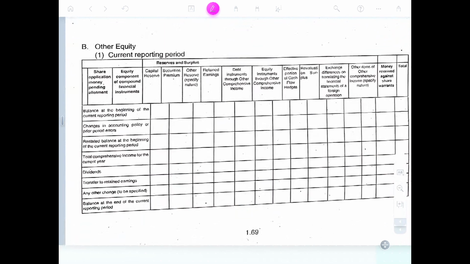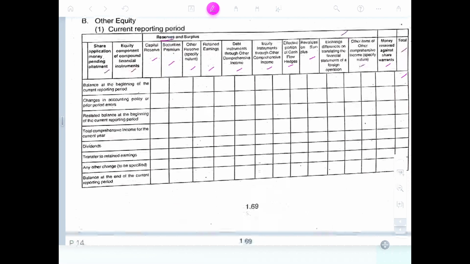Other equity: these are share application money pending allotment, equity component of financial instruments, reserves like capital reserve, securities premium, other reserves, retained earnings, debt instruments through other comprehensive income, equity instruments through other comprehensive income, effective portion of cash flow hedges, revaluation surplus, exchange differences on translating the financial statements of a foreign operation, other items of other comprehensive income, money received against share warrants, and a total.